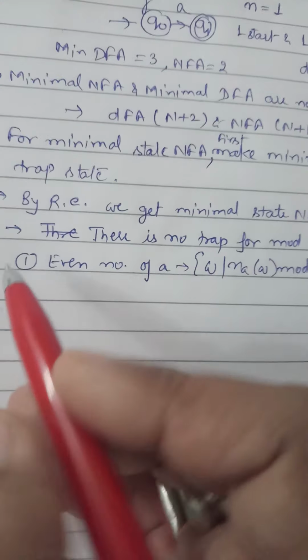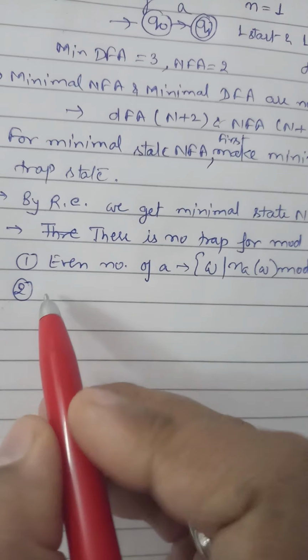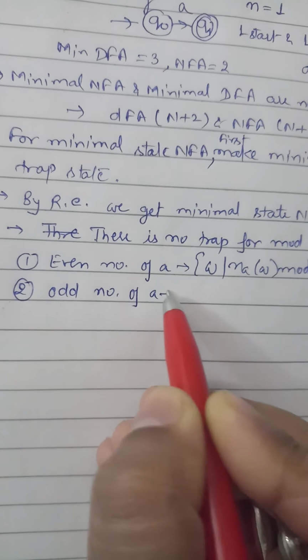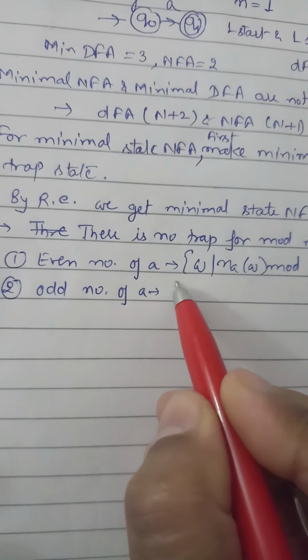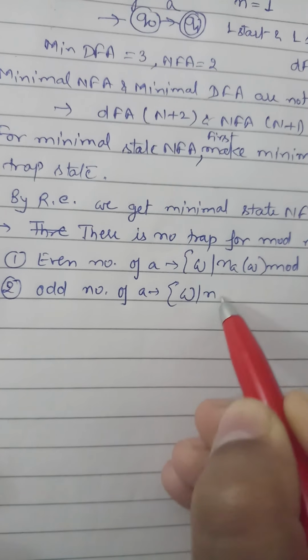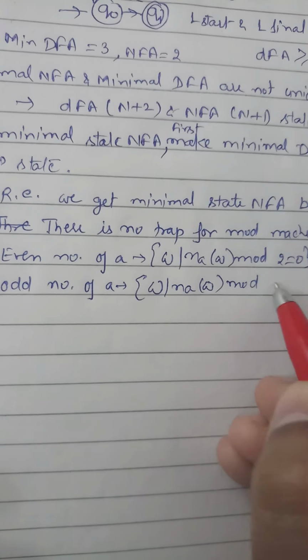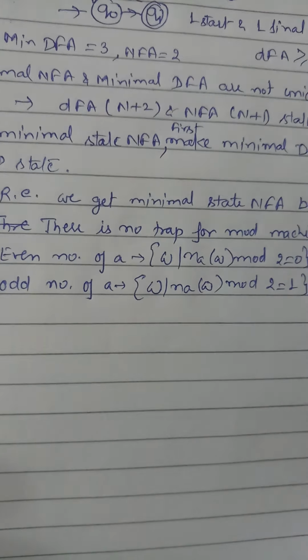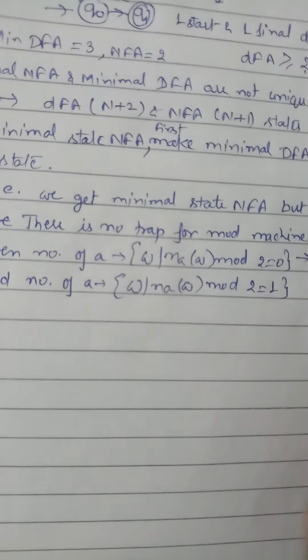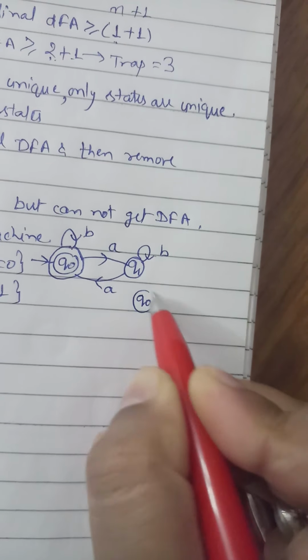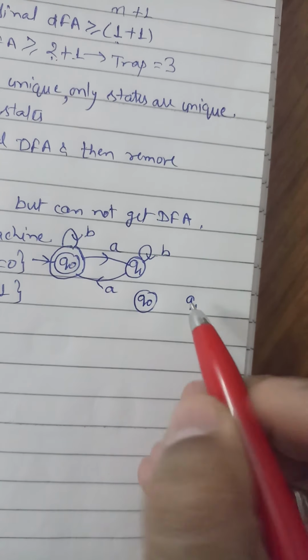Mod 2 is equal to 0 because this is even. Now the second is for odd number of A's. So the length of the string mod 2 is equal to 1, because this is for odd number of A's. So how are we going to make it? Simply we make it Q0 Q1.